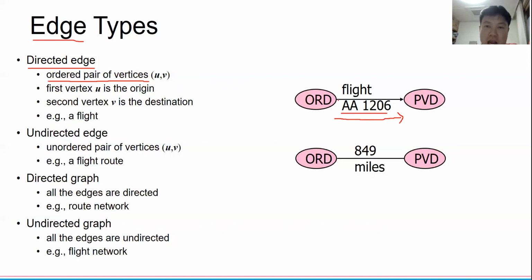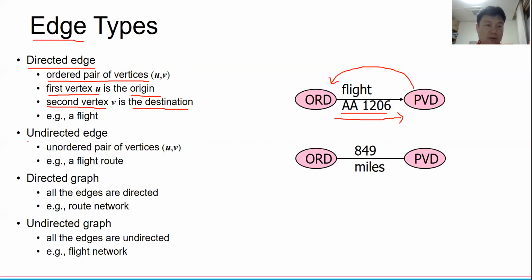So this is one direct flight. If you want another direct flight, you will have another directed edge. We call this a directed edge because the first vertex, U, is the origin, and the second vertex, V, is the destination. If you have a supply chain and you want to send a product from manufacturing to the customer, then manufacturing will be U, the origin, and the customer will be the destination. So you can model that as a directed edge.